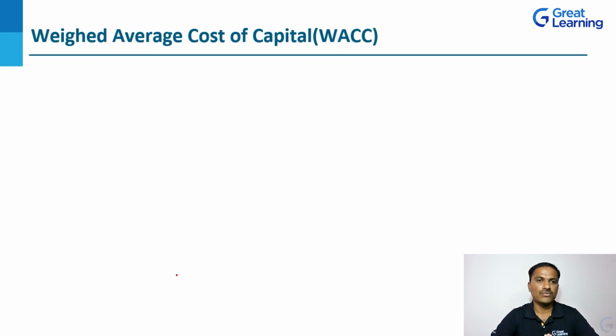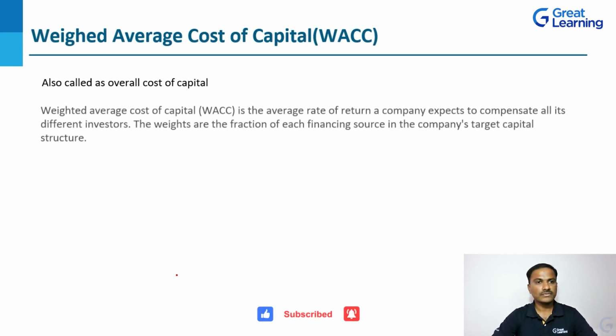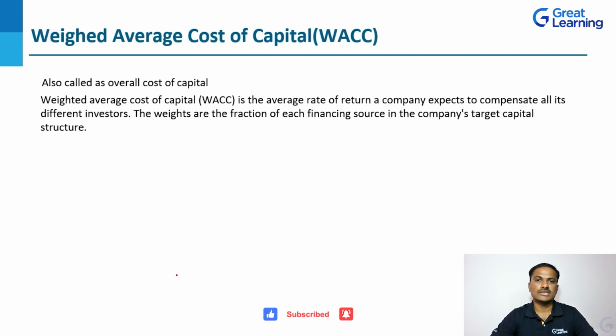So what is weighted average cost of capital? This is the overall cost of capital. When we say the company has borrowed from various sources, let us say the company has borrowed from debt and equity, what is the overall cost of capital? When you put debt and equity into a single bucket, what is the overall cost of this particular capital? So weighted average cost of capital is the average rate of return a company expects to compensate all its different investors. The weights are the fractions of each financing source in the company's target capital structure.